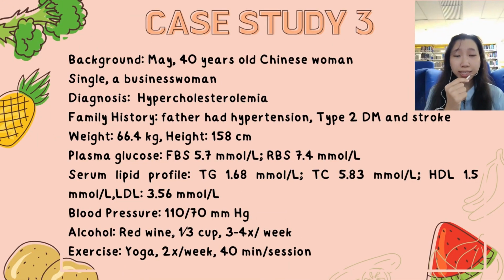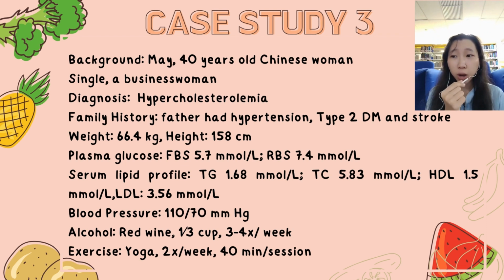Based on case study 3, May is a 40-year-old Chinese woman. She is a single businesswoman. She is diagnosed with hypercholesterolemia. Her family history is that her father has hypertension, type 2 diabetes, and stroke. Her weight is 66.4 kg and her height is 158 cm.